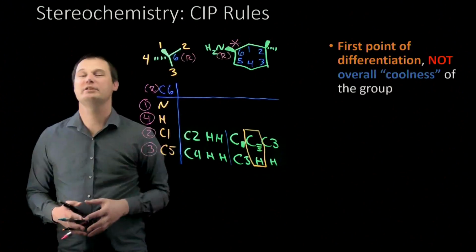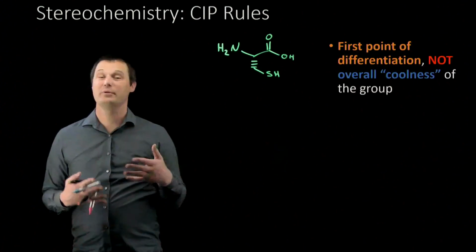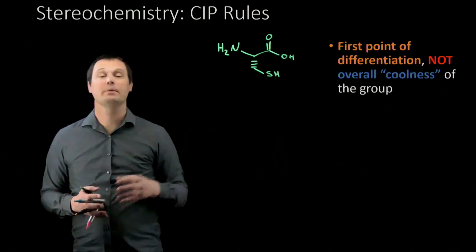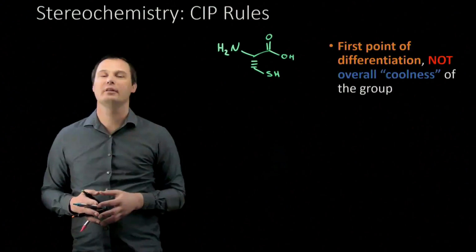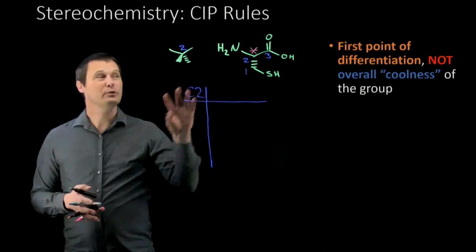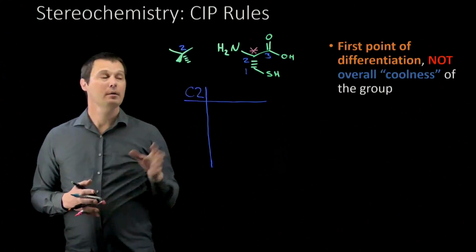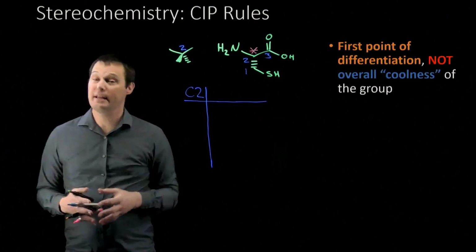Let's bump it up one more ninja level for our last example. This last example is a tricky example to make sure you're really paying attention to the CIP rules. Go ahead, pause the video, see if you can find the stereocenters, and apply the priority labels to those groups. If you just try and glance at this molecule and assign the priority labels, you're likely going to get them wrong. But if you go through this analysis, the analysis is actually really straightforward.